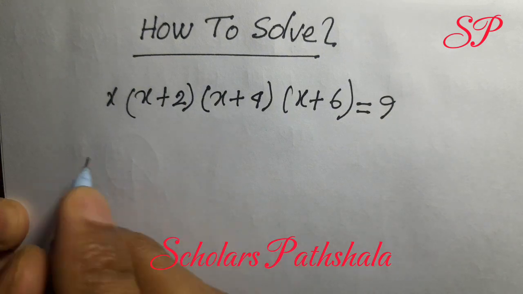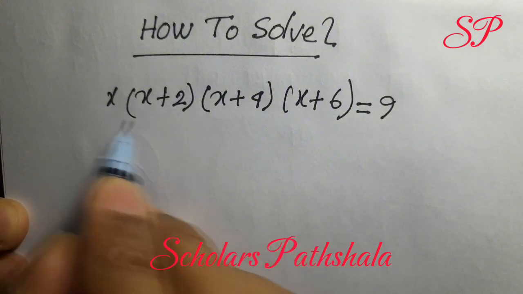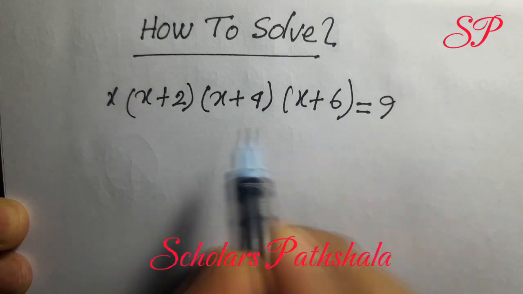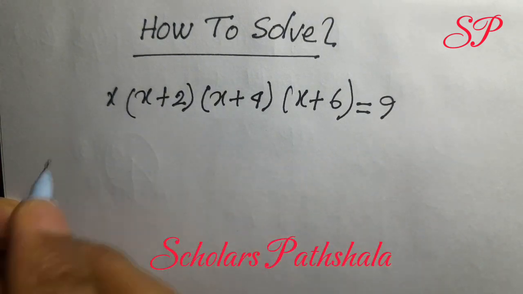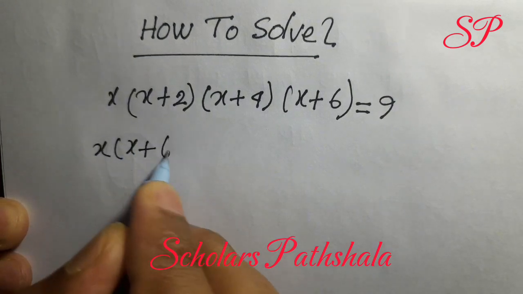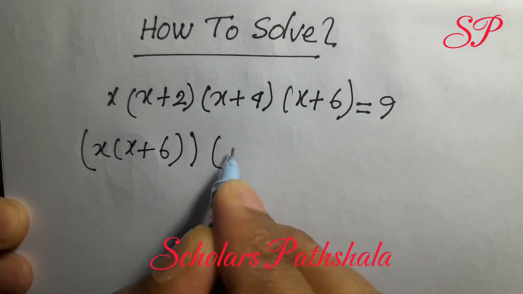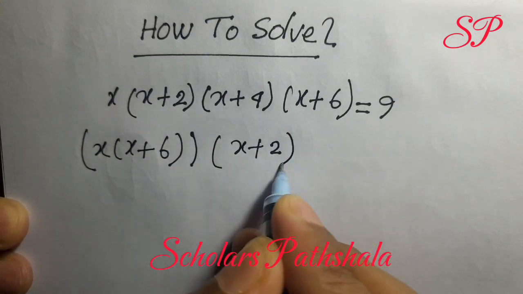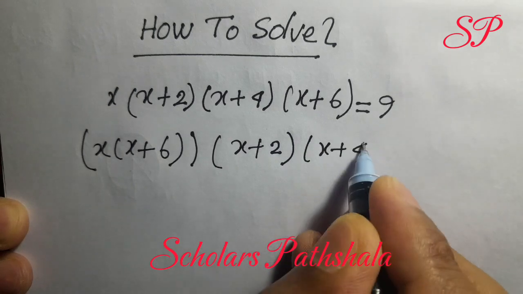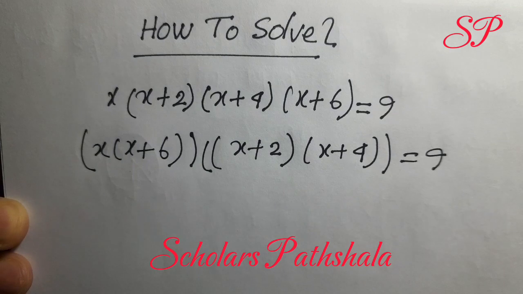Let's start. We multiply the first and last factors, and the second and third factors. So we have x(x + 6) and (x + 2)(x + 4) is equal to 9.